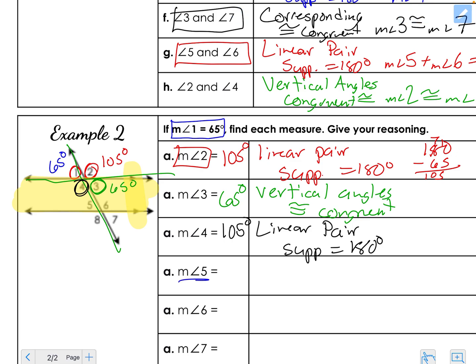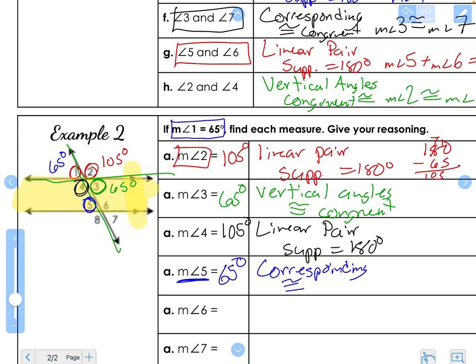So now let's look at the measure of angle 5. If we look at angle 1 and angle 5, I have 1 exterior, which is angle 1. I have 5, which is interior. They are on the same side of the transversal. They are both above a parallel line, so this makes them corresponding angles. Oh, let's spell "today" because that's spelled completely wrong. I know that corresponding angles are congruent. So the measure of angle 5 is the same as the measure of angle 1, which means angle 5 is 65 degrees.